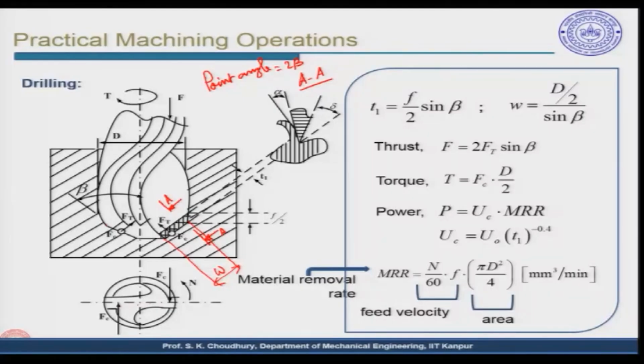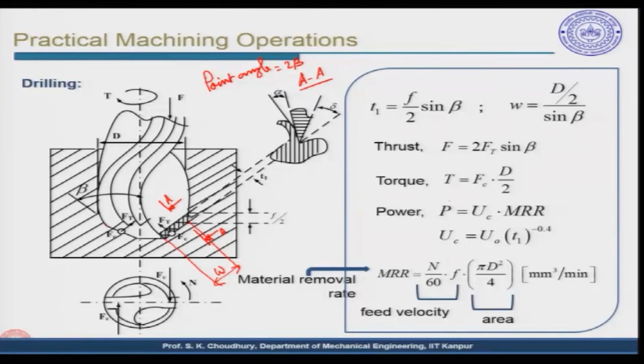We are assuming that Fc is acting at half of the diameter, and the total distance between these two will be half of the diameter of the drill or diameter of the hole, as I said. So, I also like to remind you the diameter of the hole becomes a little bigger than the diameter of the drill because of the vibration during the drilling process.